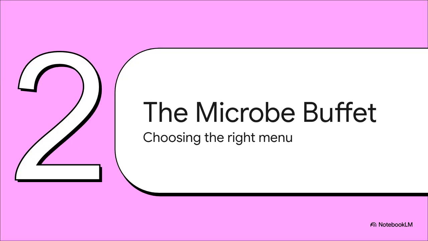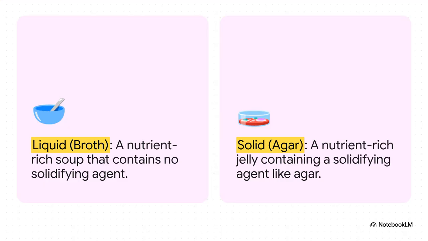But, just like any good buffet, this one comes in a few different styles, and each one has a very specific job in our investigation. The first big decision a scientist has to make is about the physical state of the medium. So you've got two main options here. First, there's the liquid media, or broth. Think of it like a nutrient-packed soup. It's fantastic if all you want to do is grow a huge amount of bacteria really fast.